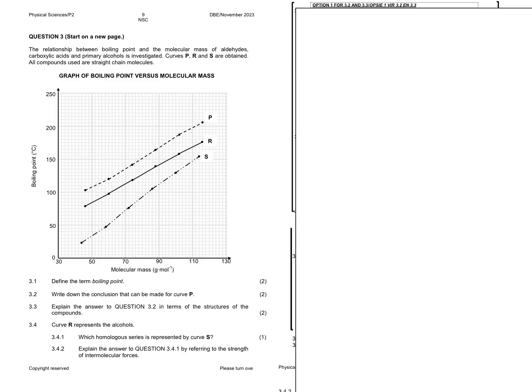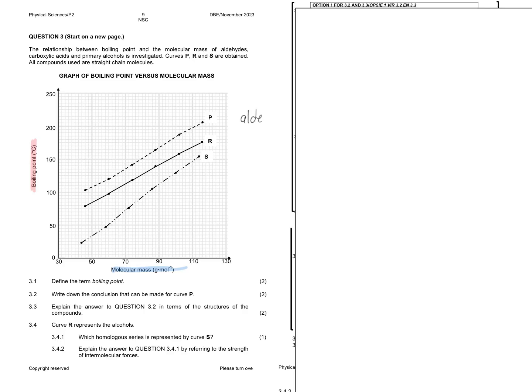So there's curves P, Q, and R. So boiling point versus molecular mass. Those are the independent and the dependent variable. And then there's 3 different graphs. One of them is an aldehyde, one of them is a primary alcohol, and one of them is carboxylic acids.